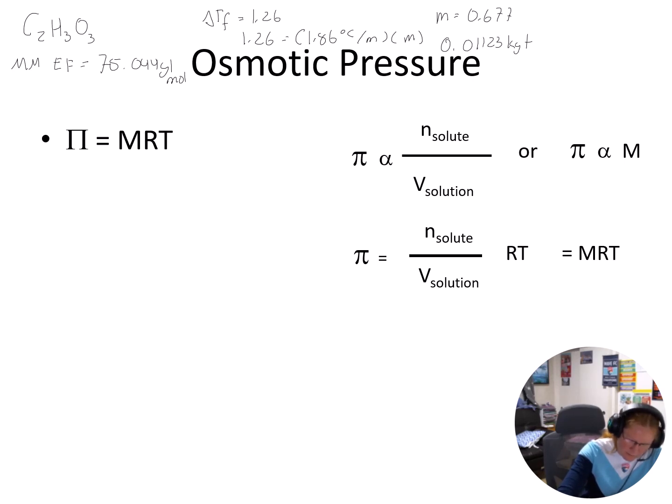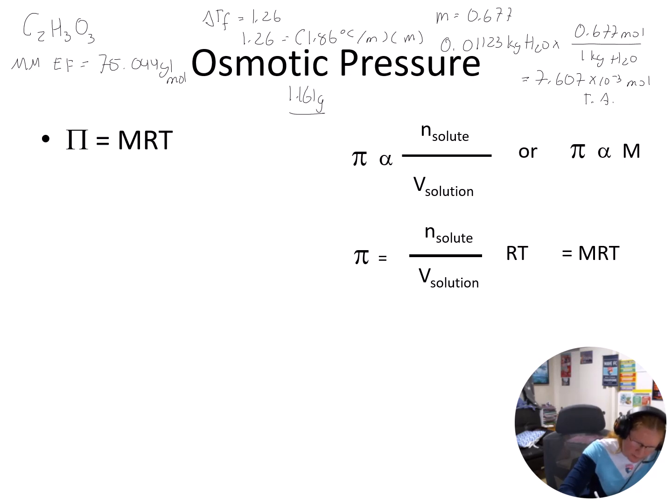All right, so I can get 0.01123 kilograms of water times 0.677 moles of my tartaric acid for every 1 kilogram of water. That gives me 7.607 times 10 to the negative third moles of my tartaric acid. And then the molar mass, we get 1.161 grams over 7.607 times 10 to the negative third. So we get 152.6 grams per mole.